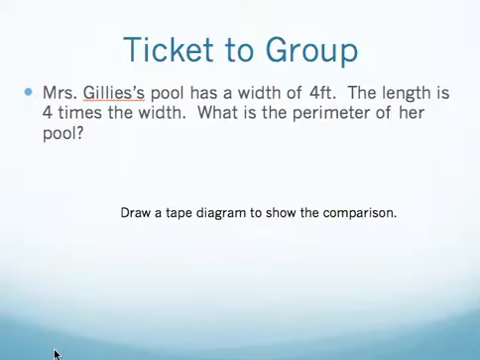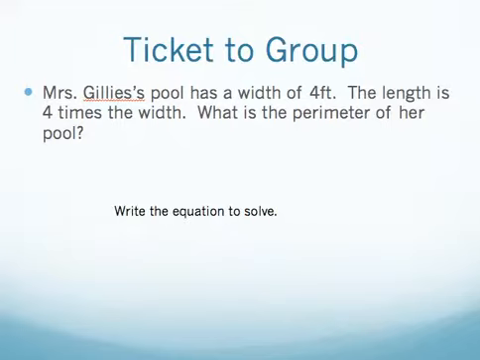All right, now this is a comparison because I see that 4 times the width. So I know I need to draw 2 different tape diagrams. Go ahead and pause the video and draw your 2 tape diagrams to show the comparison. And the last part is, what is the perimeter of her pool? Write the equation to solve. Make sure you have this done in your journal because you're going to need to bring it to group.